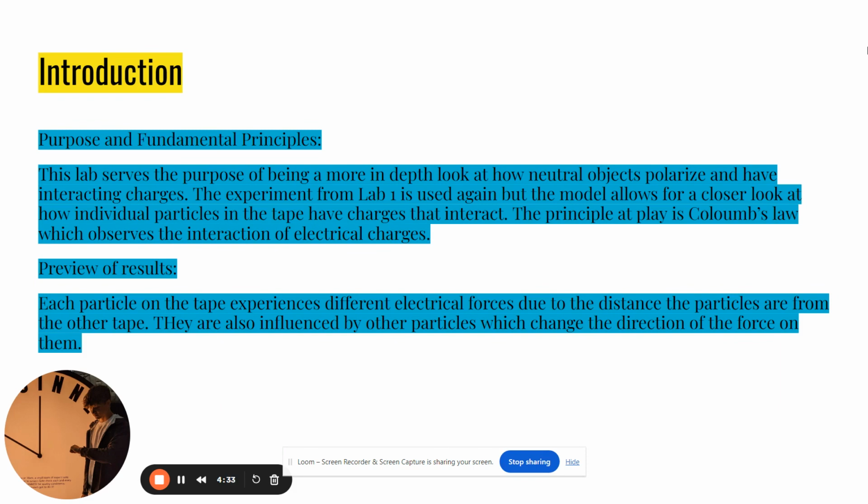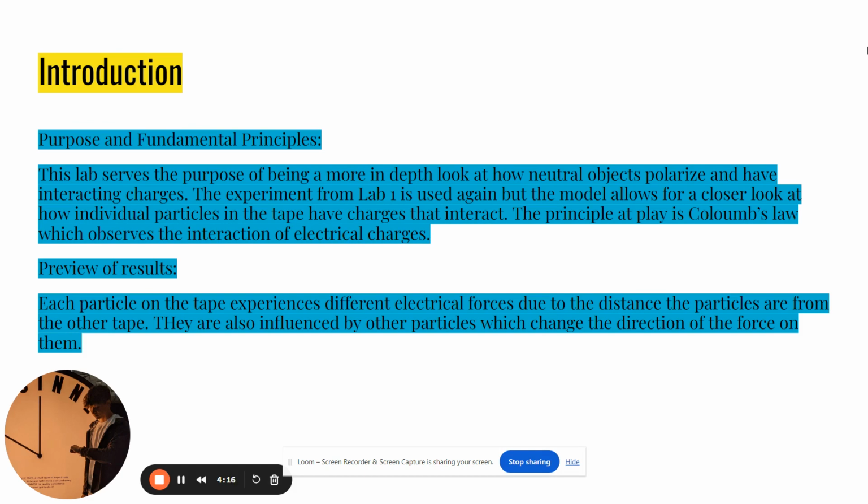This lab serves the purpose of being a more in-depth look at how neutral objects polarize and have interacting charges. The experiment from Lab 1 is used again, but the model allows for a closer look at how individual particles in the tape have charges that interact. The principle at play is Coulomb's law, which observes the interaction of electrical charges.